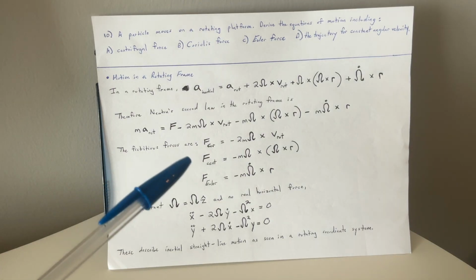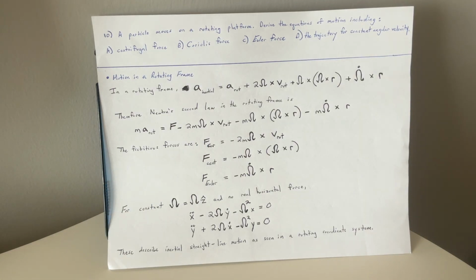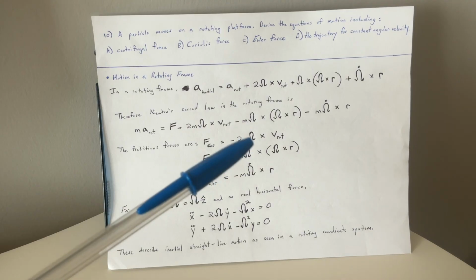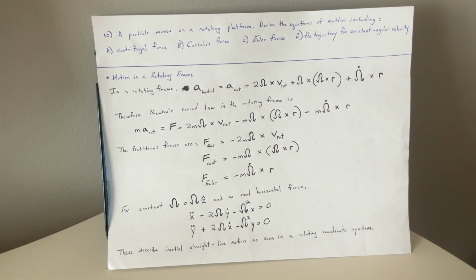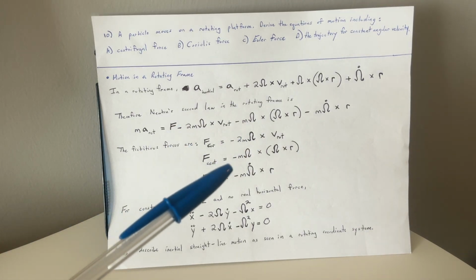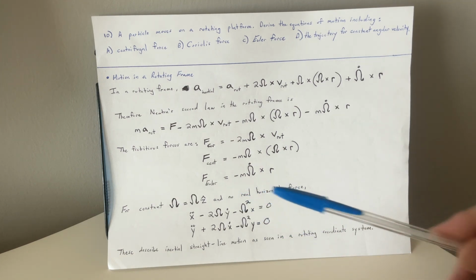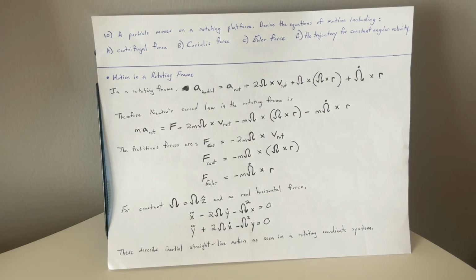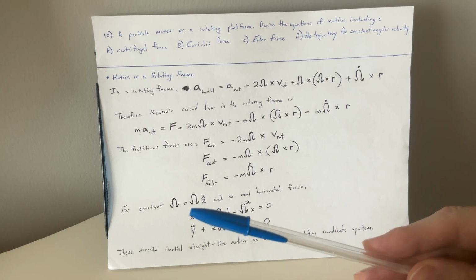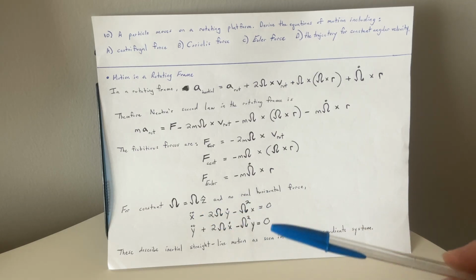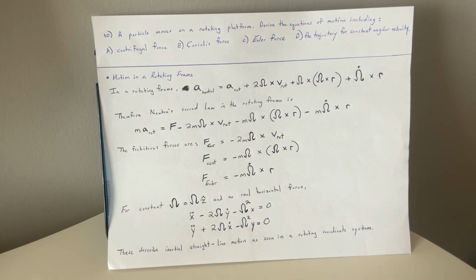So our fictitious forces are: F_cor equals negative 2m omega cross v_rot; F_cent equals negative m omega cross (omega cross r); and F_Euler is equal to negative m omega dot cross r. And for constant omega, that equals omega z hat, and no real horizontal force.